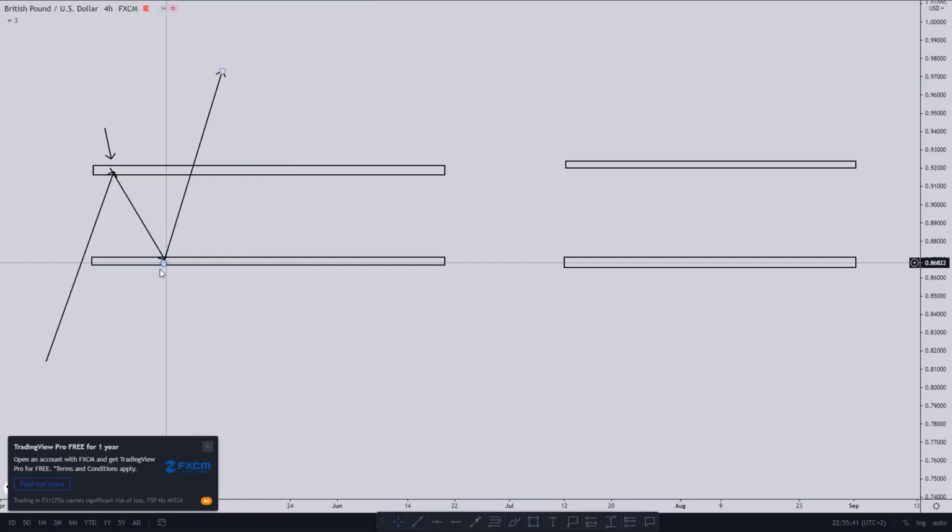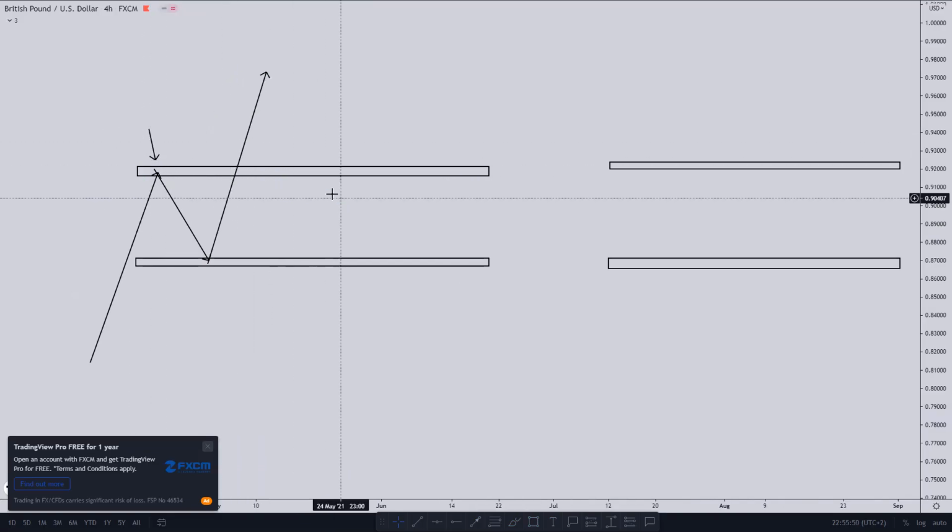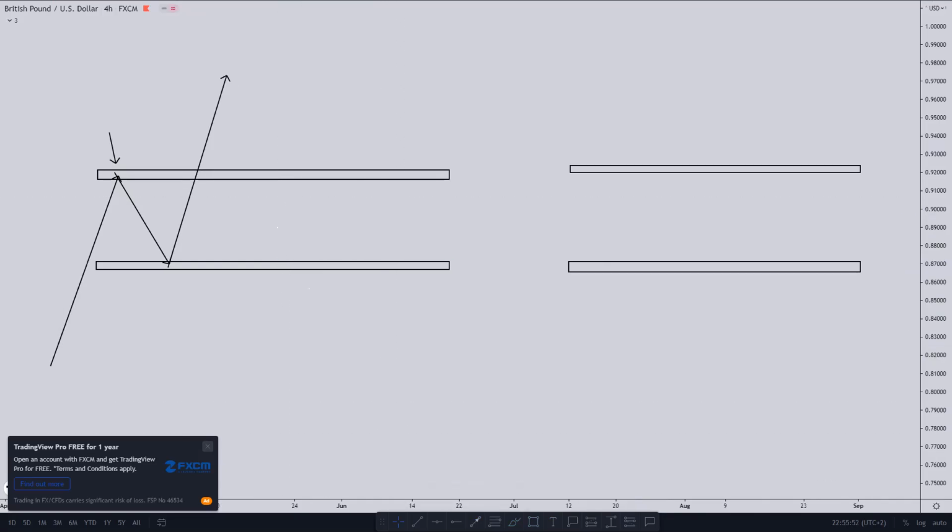So this is going to be your major level, and then this is where price is going to break the higher high, and then you expect price to come back and retest, right? Which is the break of structure. Okay. So on this side is going to be a double top example.